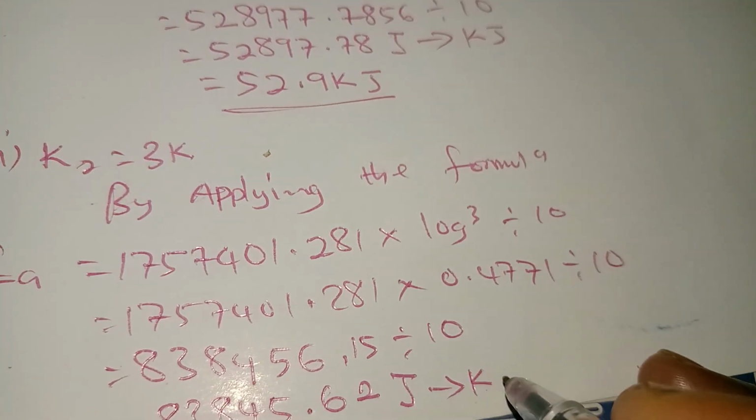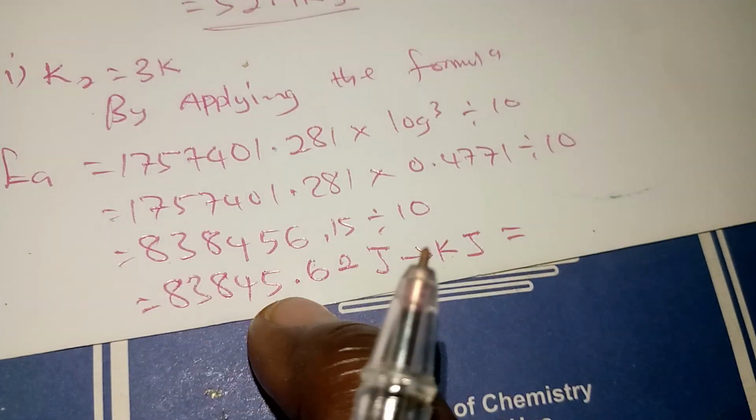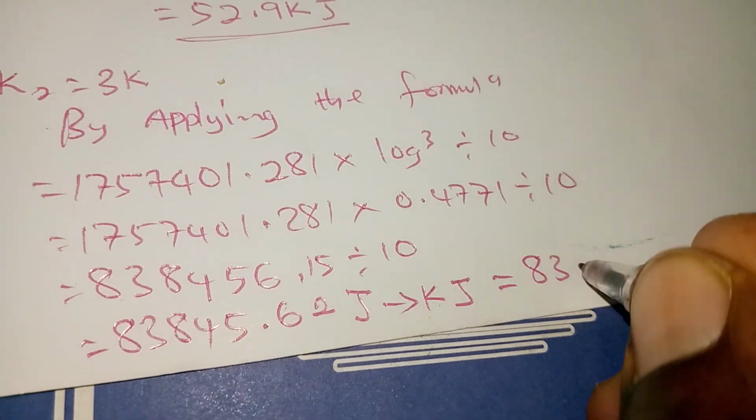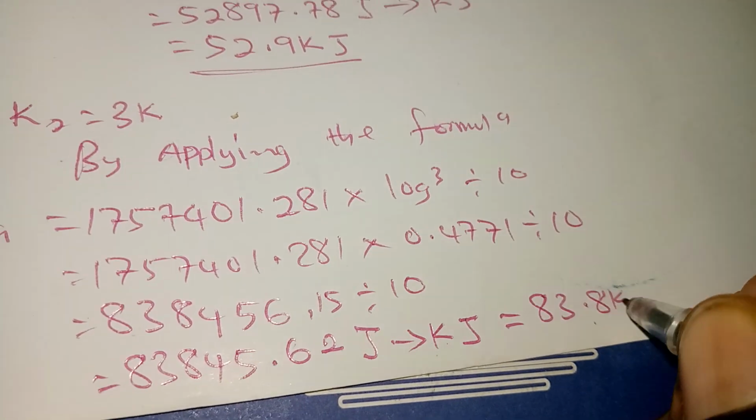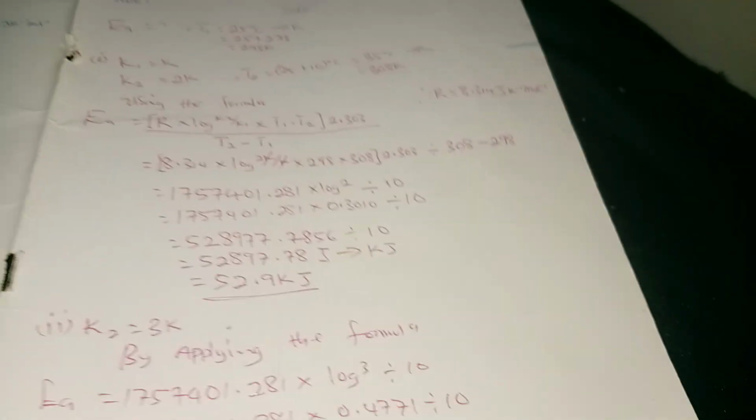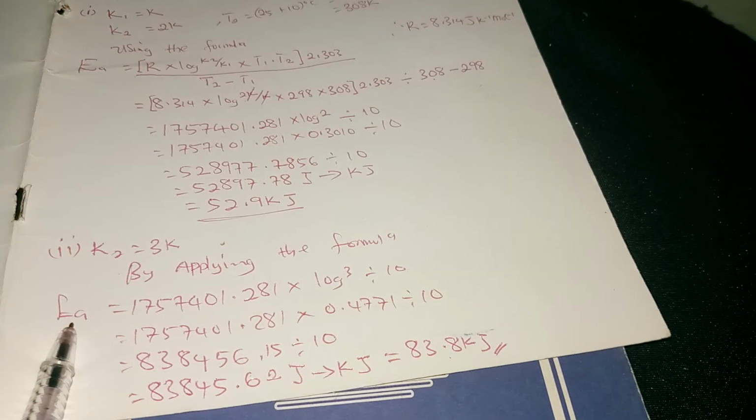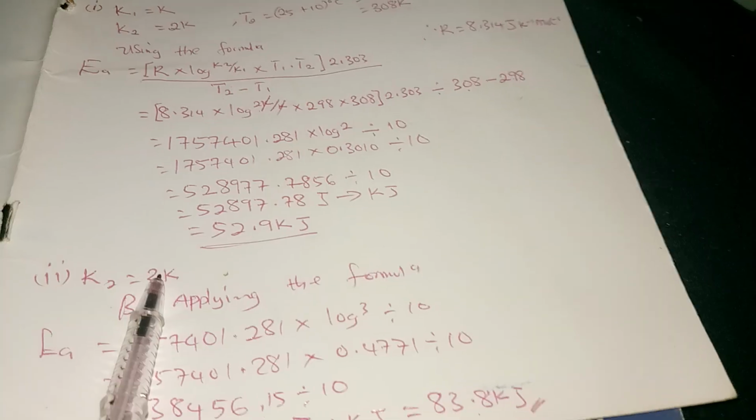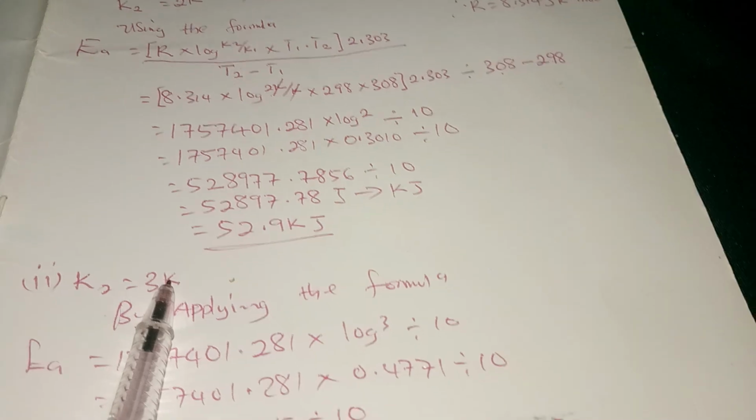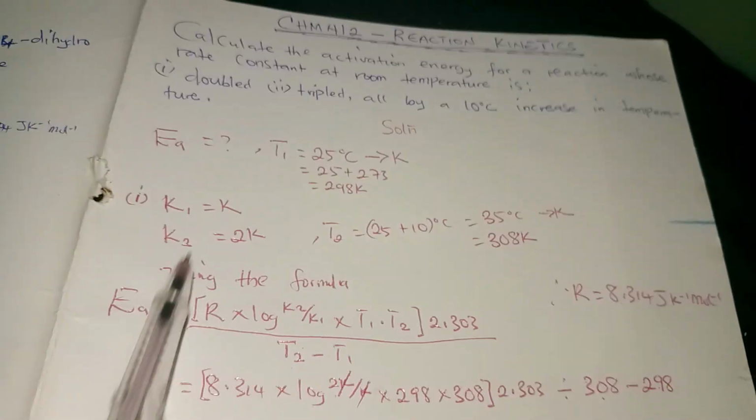So in kilojoule, just divide this value by 1000 and you are going to have nothing but 83.8 kilojoule. This is the value for the activation energy when the rate constant is triple. Okay. Now this is the value for activation energy when the rate constant is double.